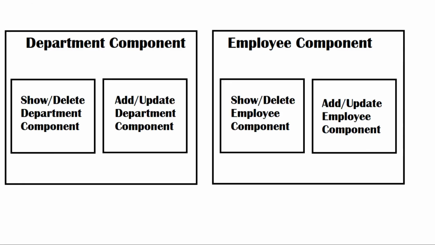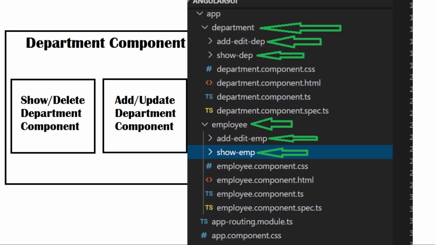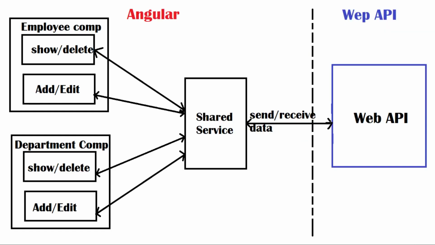Again, inside each of these components, we can add child components. One child component to show or delete records. Another child component to add or update records. And this is how the component folders actually look in the project. This is how the architecture of our Angular project looks.